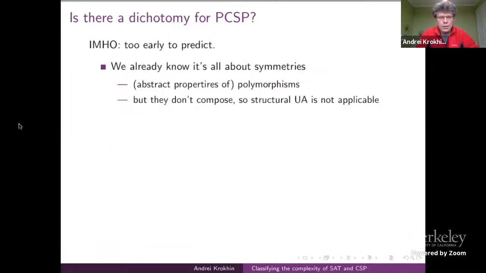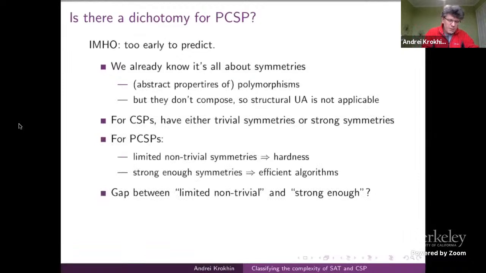So the natural question is: is there a dichotomy for PCSPs like the one for CSPs? I think it's too early to predict. What we know is that PCSPs are all about symmetries. It's all about abstract properties of polymorphisms. The difference is that this time polymorphisms act from one set to another set. So you cannot even compose them, which implies that even though the general theory of reductions works, structural universal algebra is not applicable. So you need to do something else.